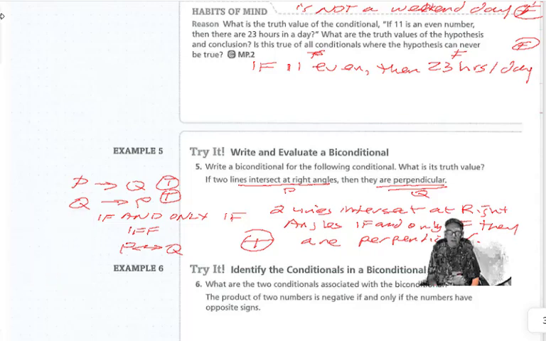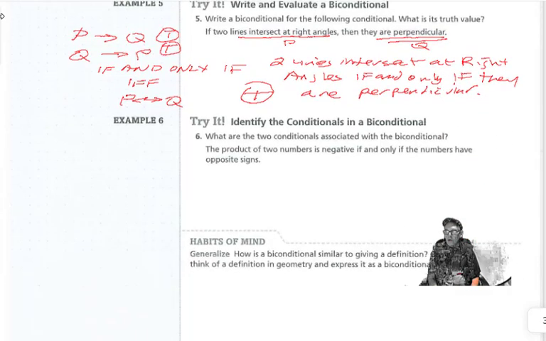Let's look at number 6. What are the two conditionals associated with the biconditional? So here we have: the product of two numbers is negative if and only if the numbers have opposite signs. So we break this up into two orders. The product of two numbers is negative is the P part, and the numbers have opposite signs is the Q part. I'll double underline the Q part, and I'll single underline the P part.